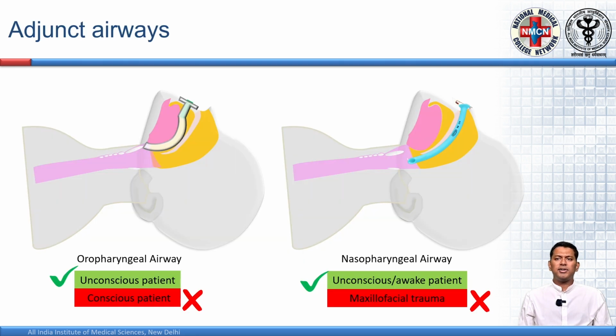Adjuncts such as oropharyngeal and nasopharyngeal airways can be used in an unresponsive patient. In awake patients with intact airway reflexes, an oropharyngeal airway may stimulate the gag reflex and should not be used. A nasopharyngeal airway is well tolerated in these patients. However, in patients with maxillofacial trauma, a nasopharyngeal airway is contraindicated.